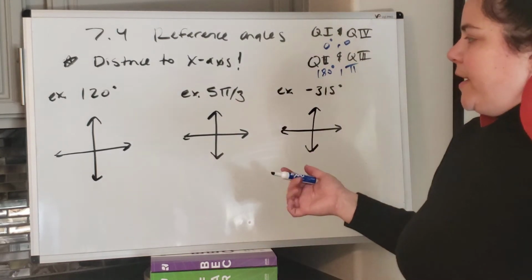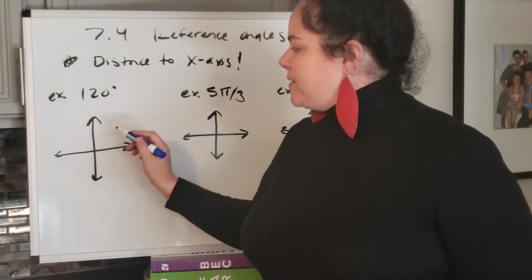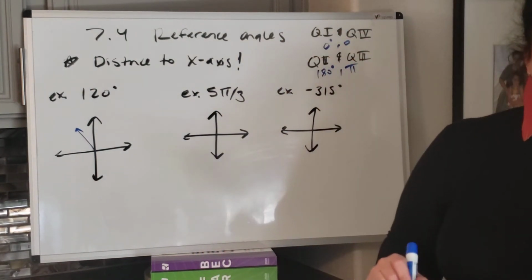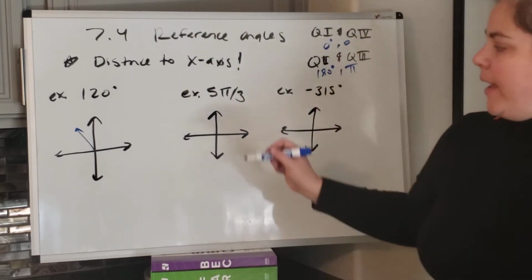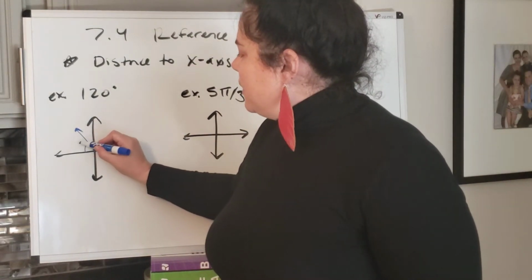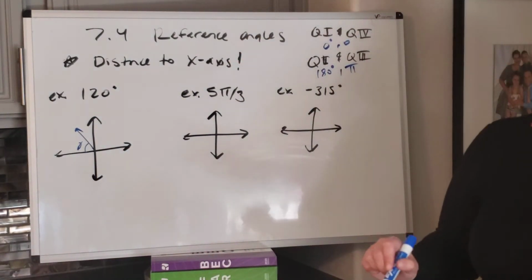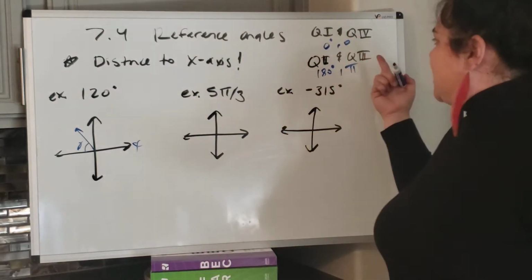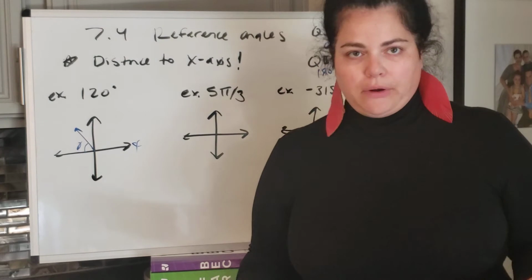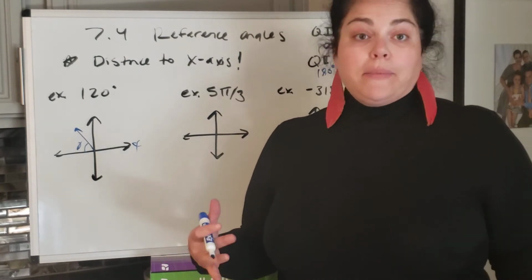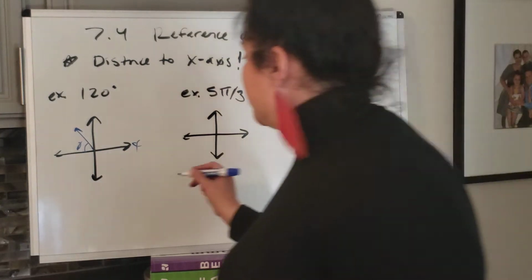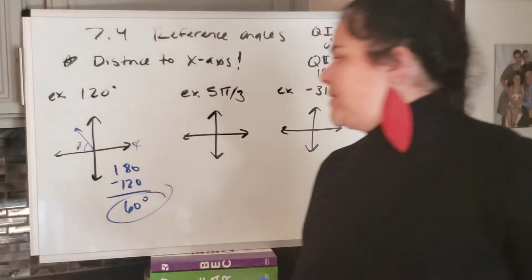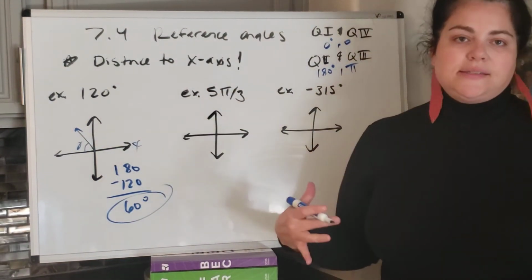We're doing 120 degrees. Remember, 120 degrees is a little bit past your 90-degree angle mark. This right here, that's theta. That's your reference angle because it's what's connecting to my x-axis. I'm doing a distance to 180 because it's quadrant 2 or 3. All I need to do is find my difference. On this example, it would literally be 180 minus 120, which is 60 degrees. So my reference angle here would be 60 degrees.